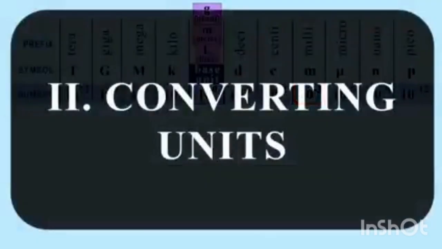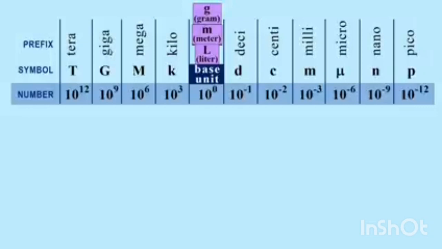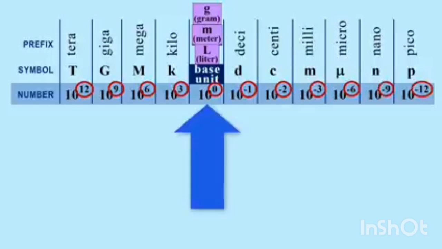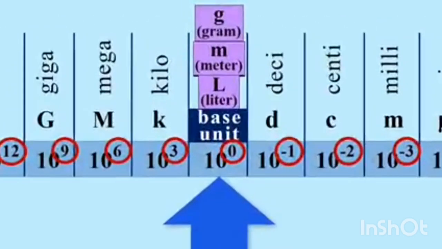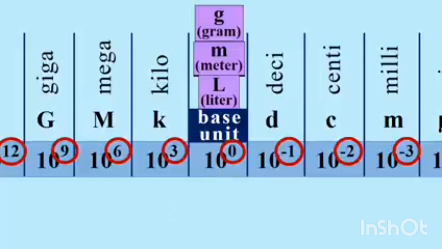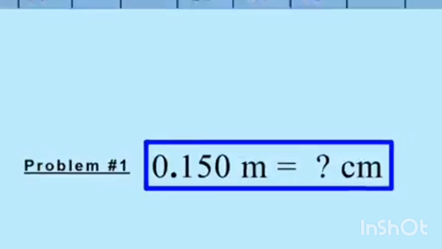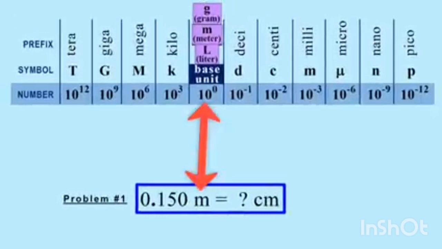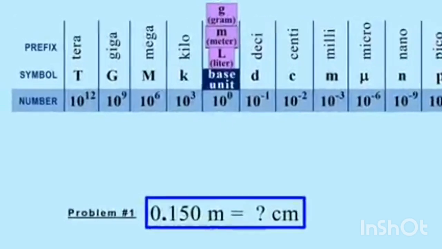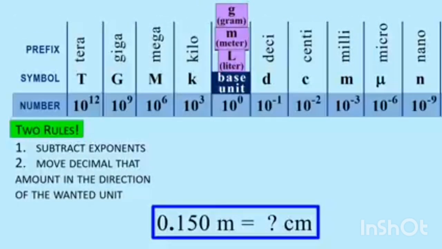Now let's get to converting from one prefix to another. The chart is laid out in this manner specifically to give easier access to the exponent represented by each prefix. Note that the base unit is just 1, or 10 to the 0. Our first example is converting 0.150 meters to centimeters. Note that when a symbol is by itself, it is always a base unit, in this case meter. The conversion follows two simple rules.